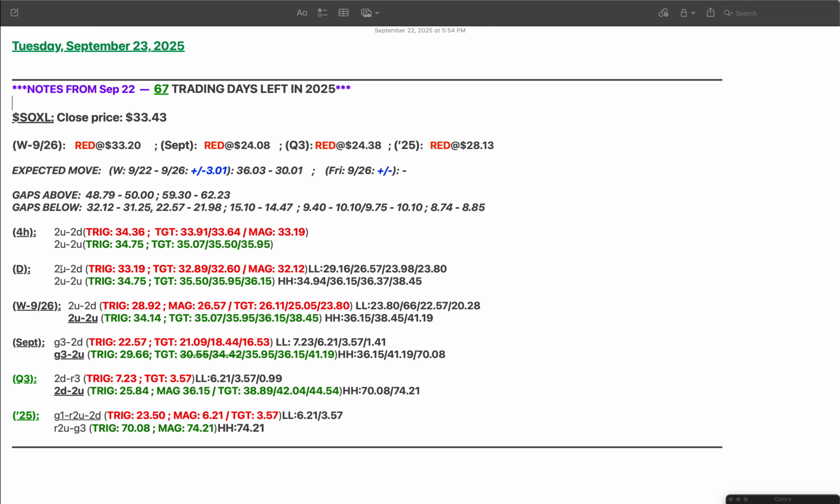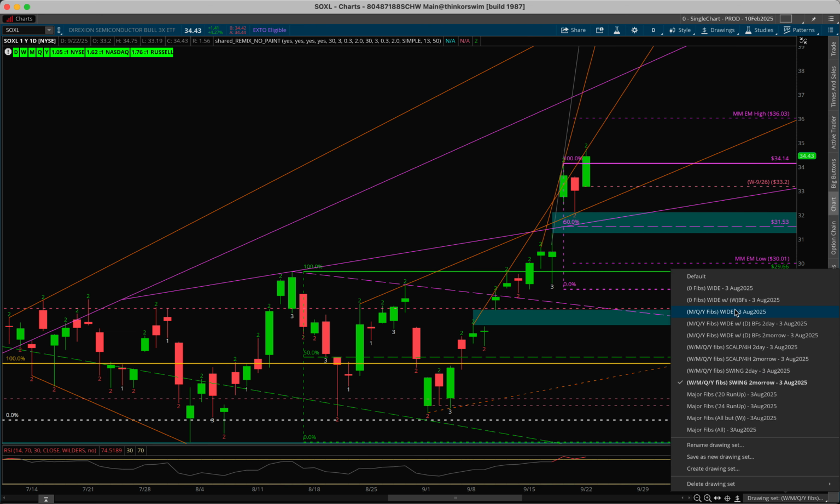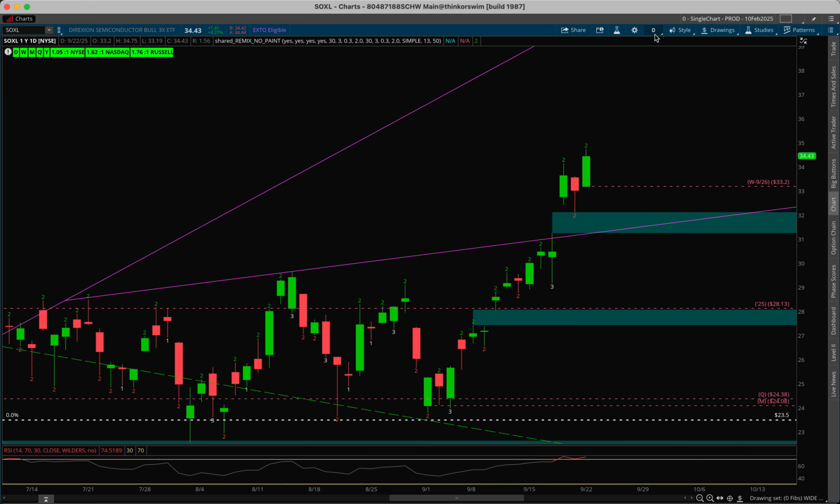So again, to the downside, 2 up, 2 down would trigger at 33.19. The magnitude is 34.12, but in the face of the uptrend, we do have 32.89 and 32.60 as intermediate targets. To the upside, we would have a 2 up, 2 up, so a trigger but no magnitude, trigger at 34.75, but we do have extended targets of 35.50, 35.95, and 36.15. Remember that 36.15 coming into play being the higher high on the week perspective. Looking at the week chart, let's pull up the week.